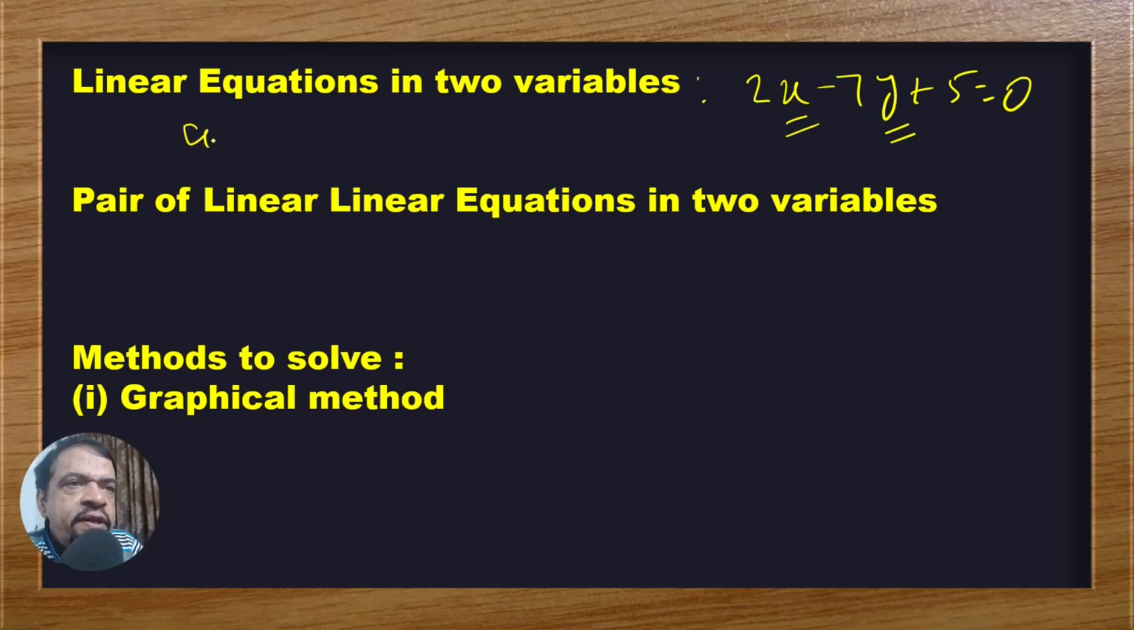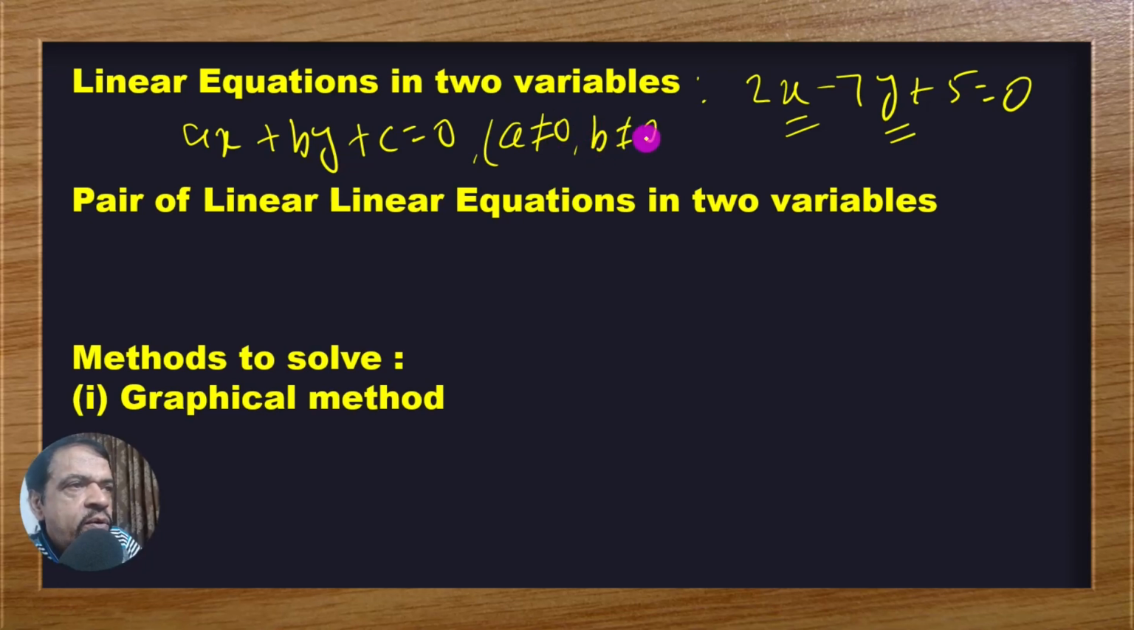The general form of a linear equation in two variables is ax plus by plus c is equal to 0, where a is not equal to 0 and b is also not equal to 0. This is the general form, the standard form of a linear equation in two variables.